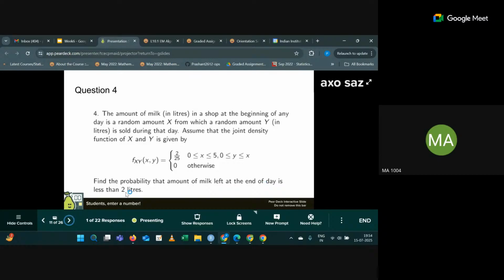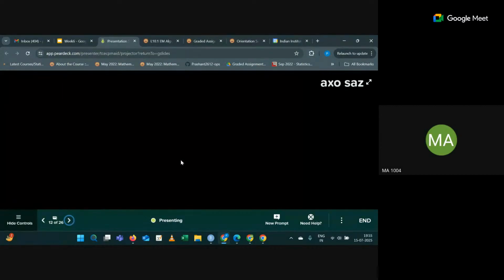So what is the question? The question is the probability of the amount of milk left. How will you write the amount of milk left in mathematical notation? X minus Y, right? So the question is the probability X minus Y less than 2. That is something we have to calculate.